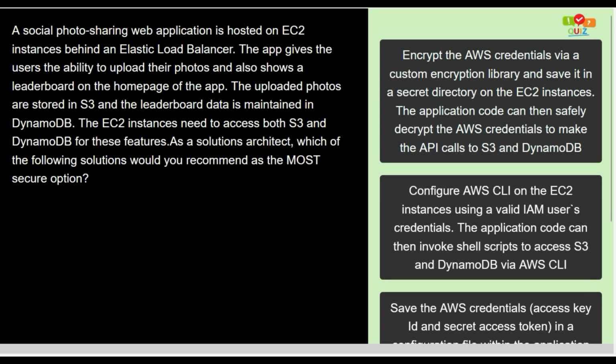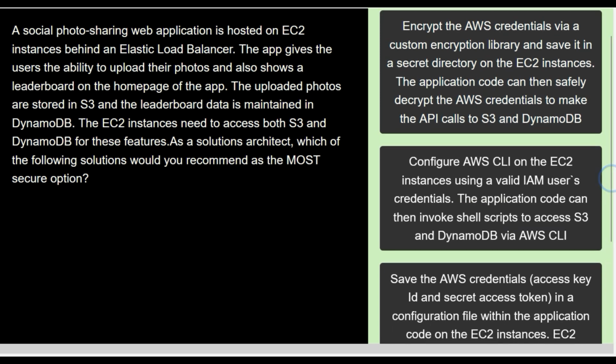This is going to be the last question for today's video. A social photo sharing web application is hosted on EC2 instances behind an elastic load balancer. The app gives the users the ability to upload their photos and also shows a leaderboard on the homepage of the app. The uploaded photos are stored in S3 and the leaderboard data is maintained in DynamoDB. The EC2 instances need to access both S3 and DynamoDB for these features. As a solutions architect, which of the following solutions would you recommend as the most secure option?